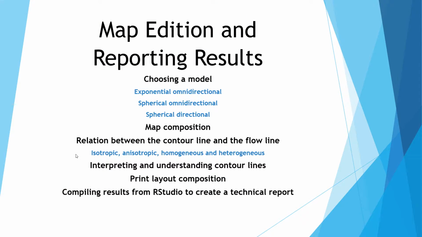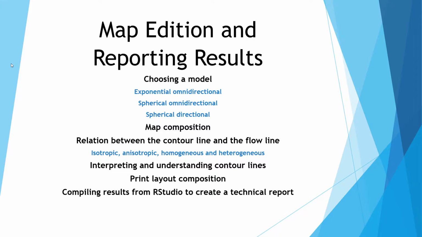This is the 11th video of the Geostatistical Analysis course and is going to be the last video for this course. The main topic for today is the map edition, but also we are going to talk about reporting results. We are going to see what model we are going to take to make the groundwater flow map. We are going to be talking about the map composition and also the relation between the contour lines and the groundwater flow line directions.